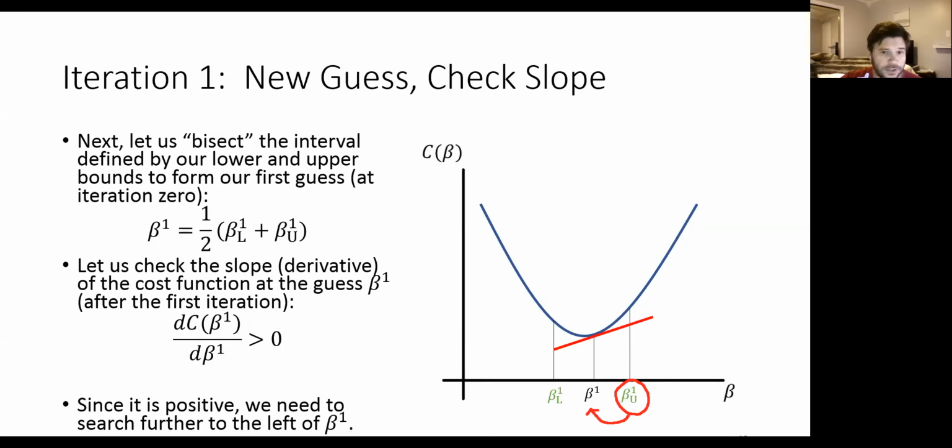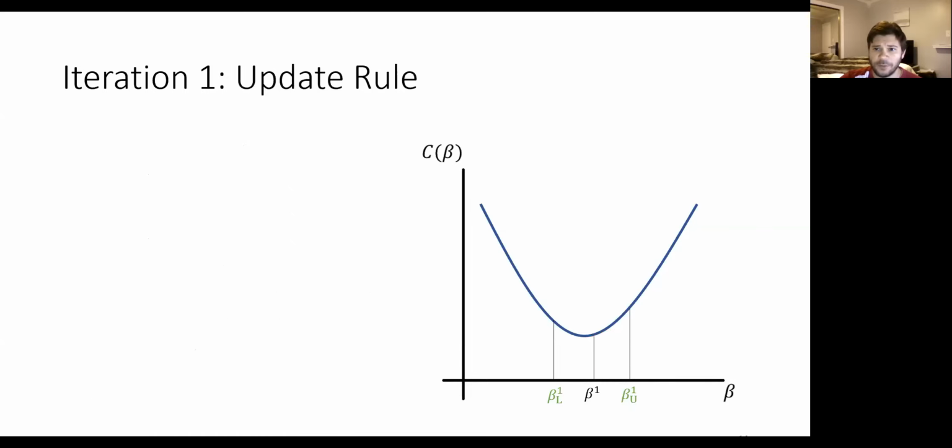Okay, and again, the goal is to get closer to beta star, right? That is the goal. We want to move closer to beta star. And it looks like we're starting to close in, right? We have a little bit of error here, but note that's smaller error than we had relative to the guess at iteration 0. So let's go ahead and apply our update rule.